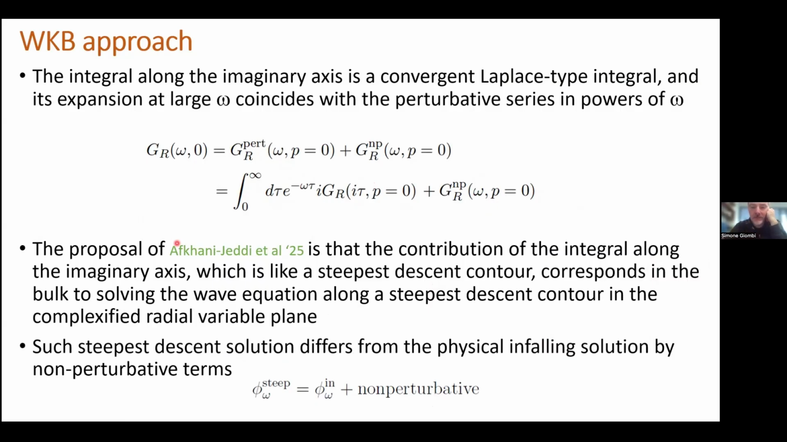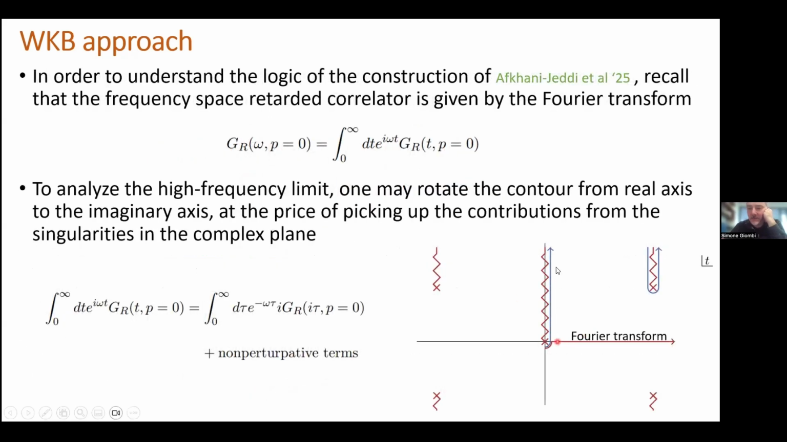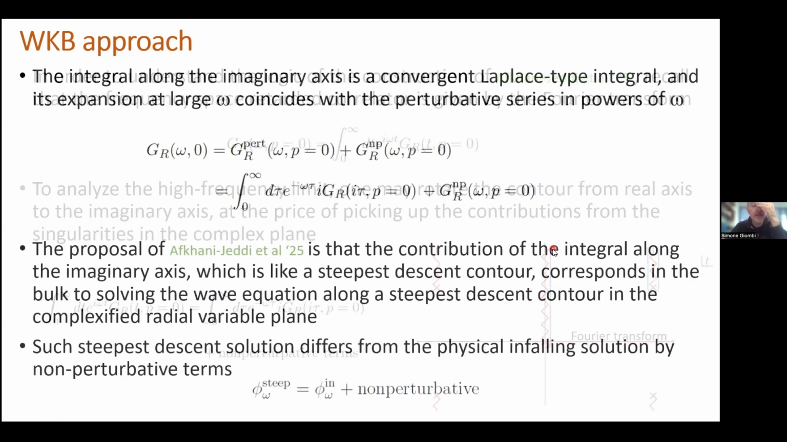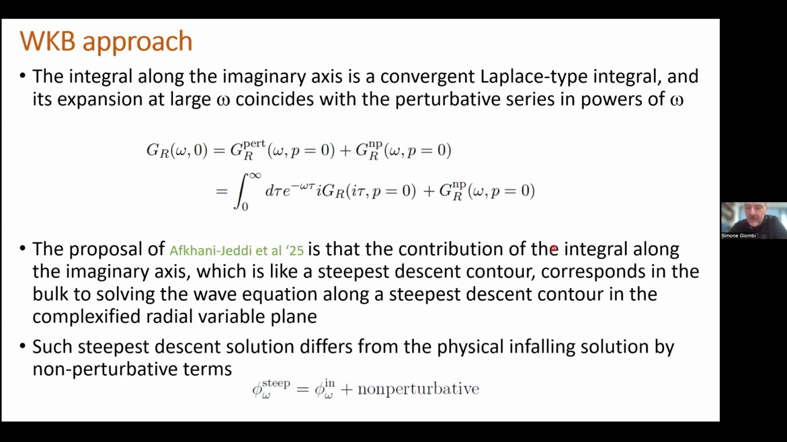Okay, so the proposal of this paper is that instead of computing the actual physical infalling solution, which would compute this whole thing, first they try to understand what would be the bulk procedure that computes just this perturbative part, which corresponds to integrating along this axis. And the integration along this axis is like a steepest descent contour from the point of view of this integral in time. And their proposal is that this should correspond to a steepest descent contour for the WKB problem in the complex r plane in the bulk.